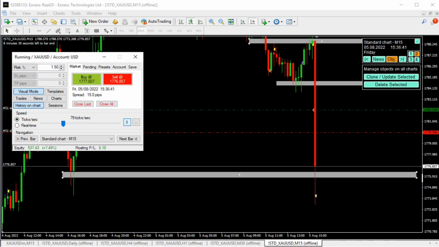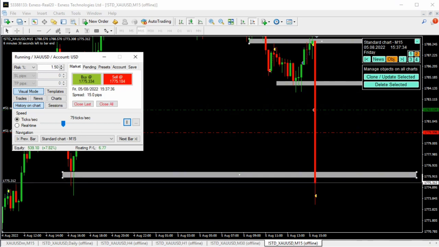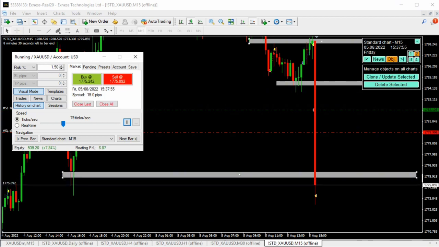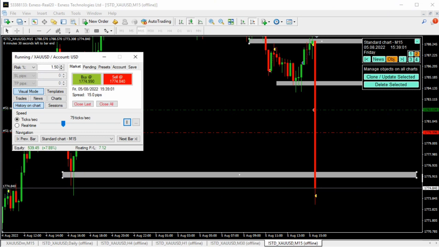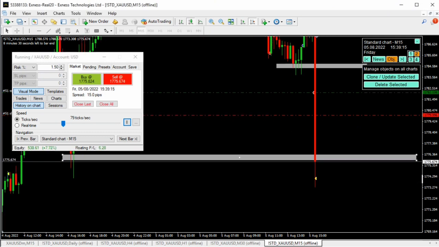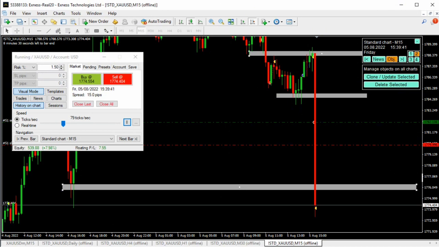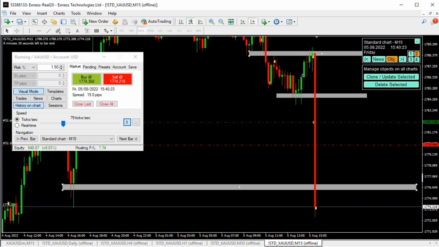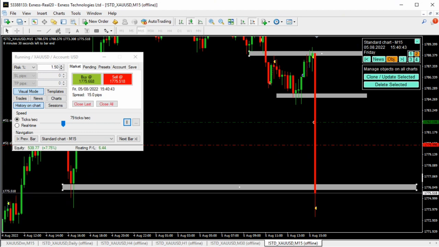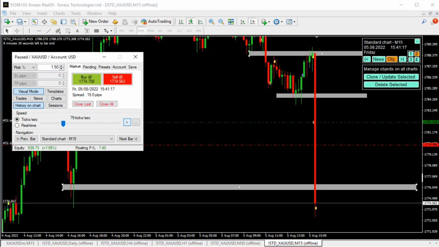Ooh, that's a big rejection right there. Maybe price is grabbing liquidity to push all the way up. We'll likely want to see support and then price break this support and then continue moving upwards. Wow, this is a huge move, a big candle. Woo, man, I think we're just gonna call it a trade.